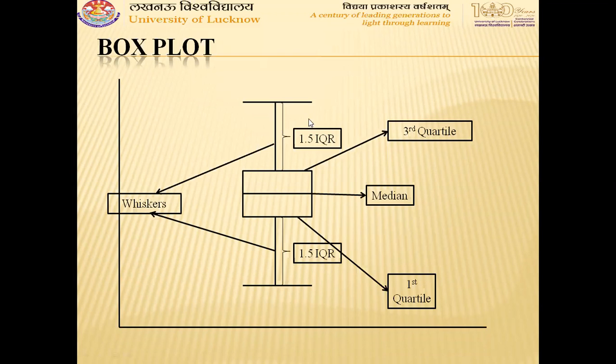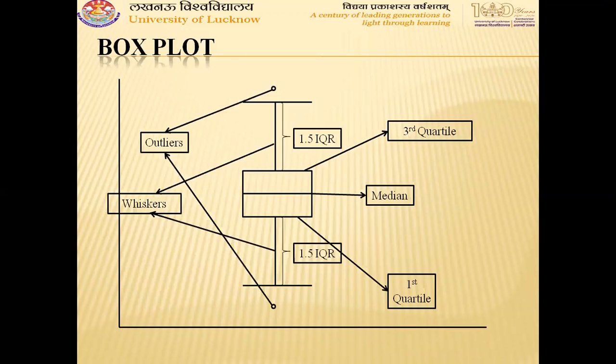Any observation above these two whiskers is called an outlier. And if these observations are above 3 times the interquartile range, beyond 1.5 times the interquartile range, they are called extreme values. Outliers are permitted 1 out of 100, whereas extreme values are permitted 1 out of 1000 in the data set. That is, if we consider data of 1000, then there should be only one extreme value.